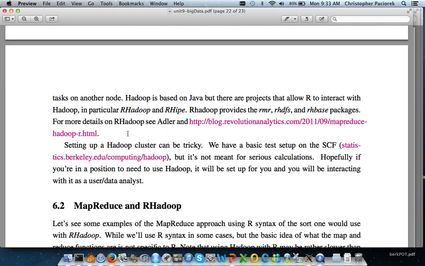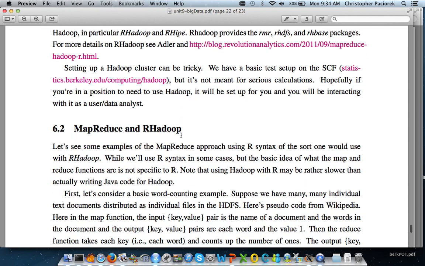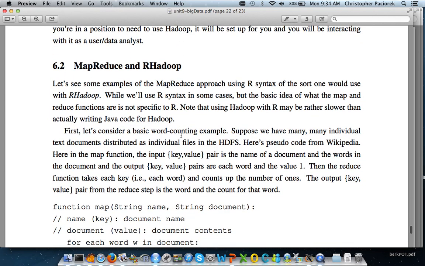Okay, so Hadoop is based on Java. If you were using Hadoop, you could do the coding in Java. There are some packages and projects in R that allow you to interact with Hadoop. There's something called RHadoop, and there's also something called RHIPE, I think is how the folks are pronouncing it. So let's see a little bit more of what the flavor of algorithms might look like in this context.